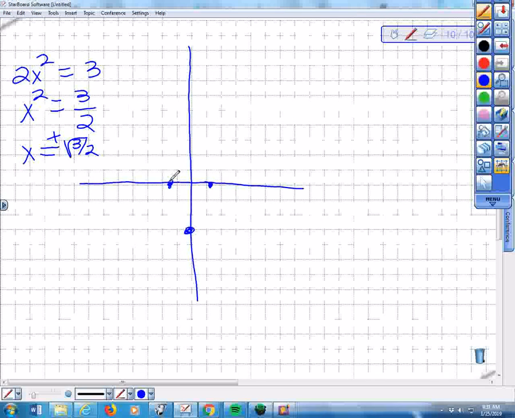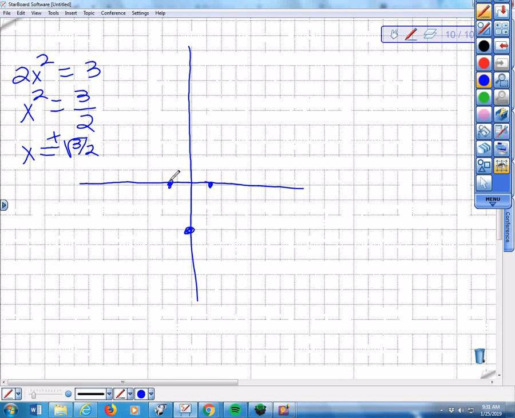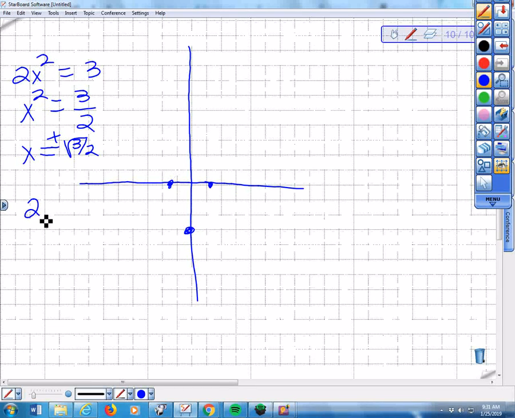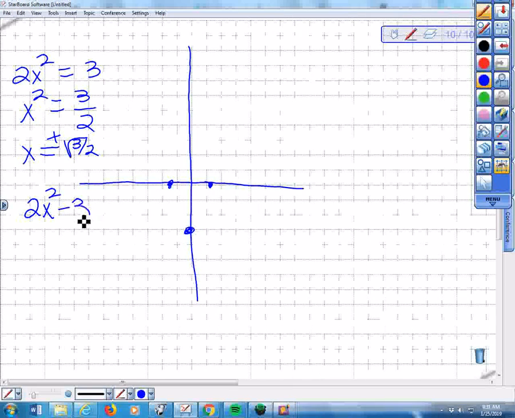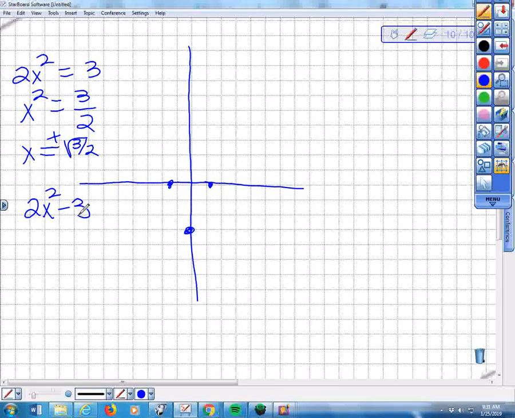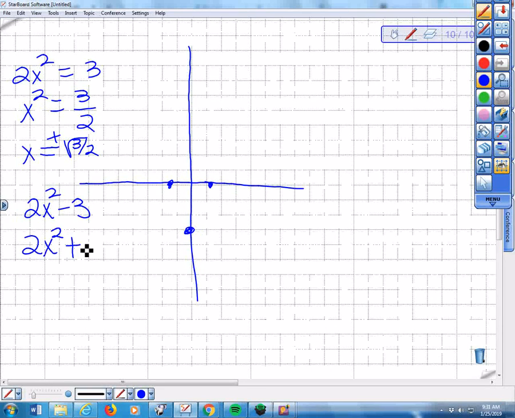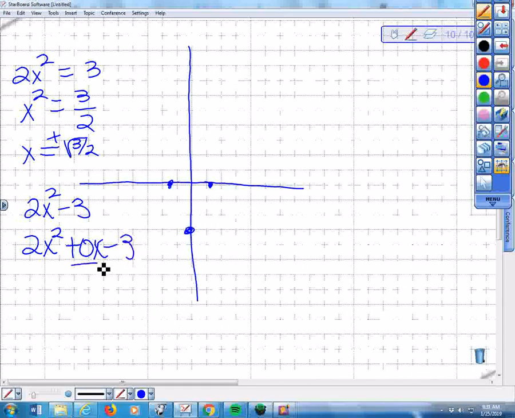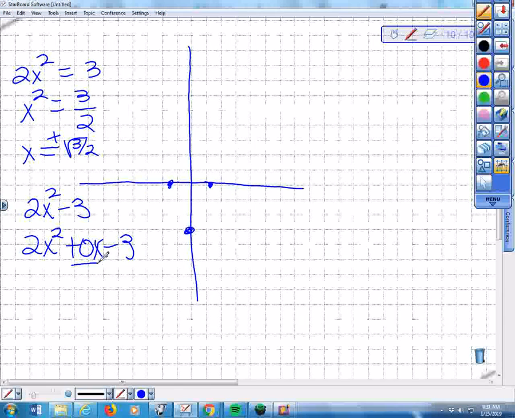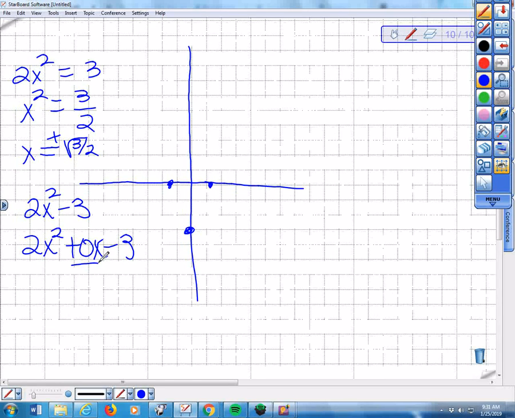What else do I know? The y-intercept is also negative 3. Yeah, we already did that. The vertex. If it's 2x squared minus 3, what's b? This is 2x squared plus 0x. B is 0. Okay, so the x-coordinate of my vertex is 0. The y-coordinate, when I plug in 0 for x, I get negative 3. So my vertex is my y-intercept.